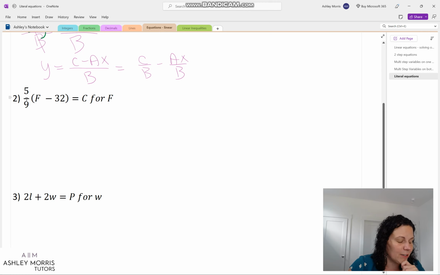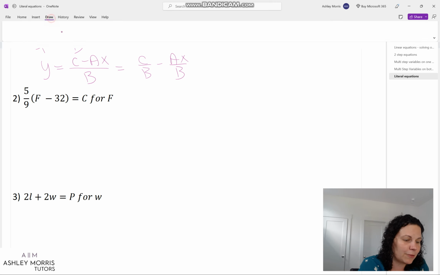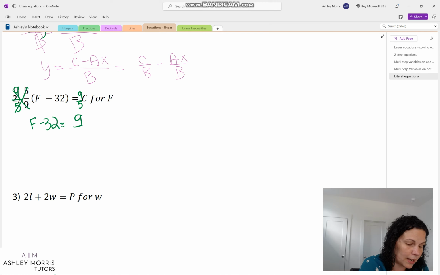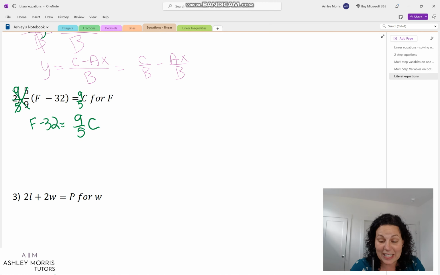All right, 2. We're going to solve for f. This is actually the formula for going back and forth between Celsius and Fahrenheit. So you could distribute that 5/9. I'm going to go ahead and divide by 5/9. But if I'm dividing by 5/9, that's the same thing as multiplying by the reciprocal. So I'm going to multiply by 9/5. So f minus 32 equals 9 over 5c. So I was dividing by 5/9, but if I divide by a fraction, we do keep, change, flip. So that's just multiplying by the reciprocal. Whichever way your brain works is fine.